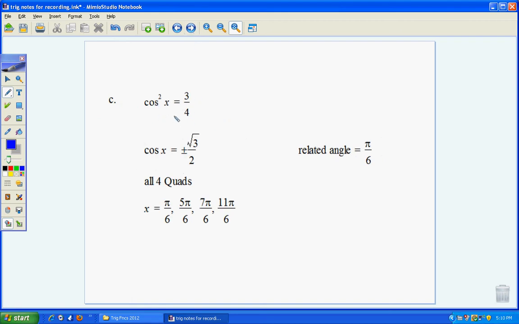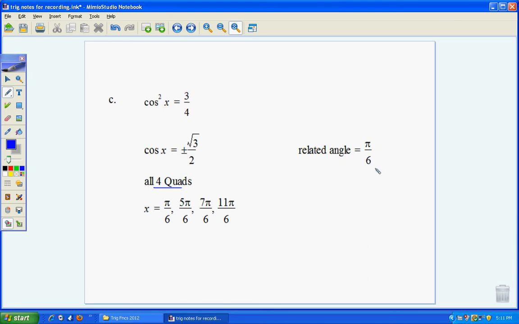Now, cosine. This one with cosine, we need to manipulate it and take the square root of both sides, but it's a positive and negative square root. So again, because we're positive and negative, we're going to get all 4 quadrants. So we don't have to worry about the quadrants this time, because 2 quadrants give us a positive answer, 2 quadrants give us a negative answer.